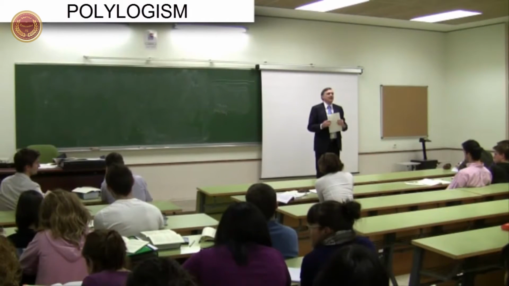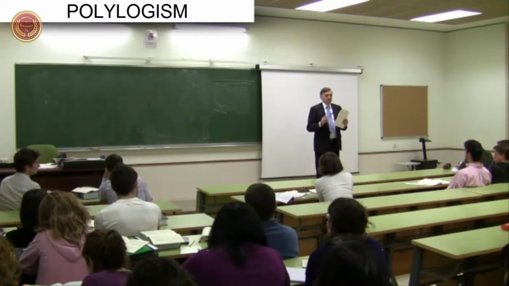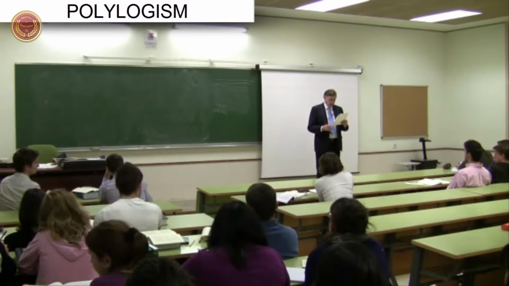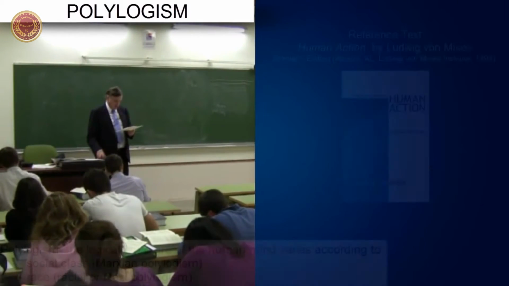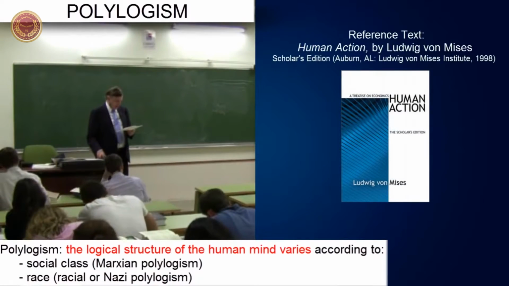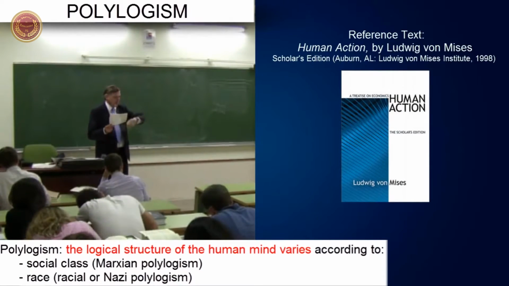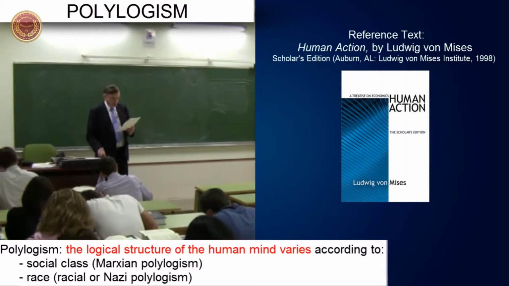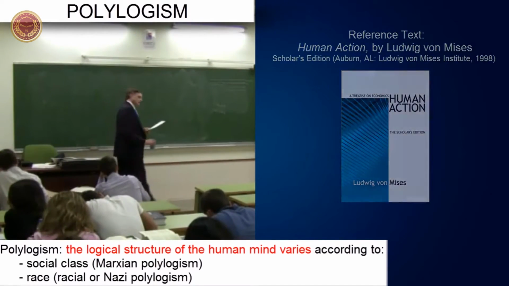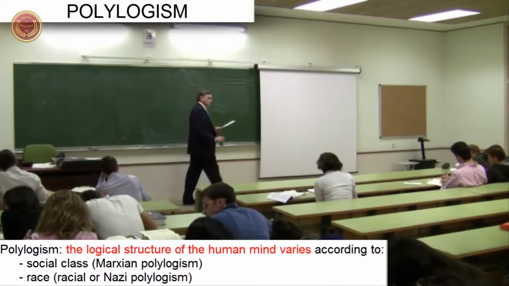One of the clearest manifestations of the attack on reason, though humble reason, is polylogism. In accordance with Mises, we will define polylogism as the doctrine that the logical structure of the human mind varies. There are two different types or aspects of polylogism. On the one hand, there is Marxian polylogism, and on the other hand, there is Nazi polylogism.